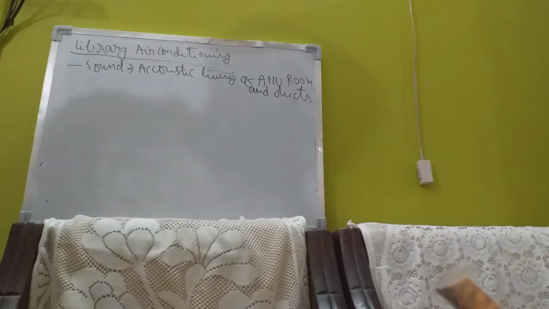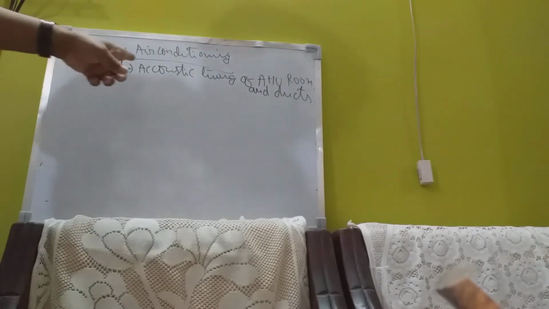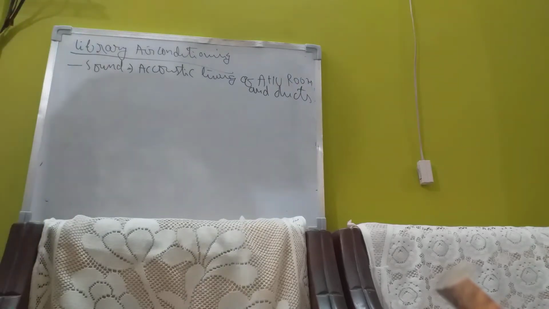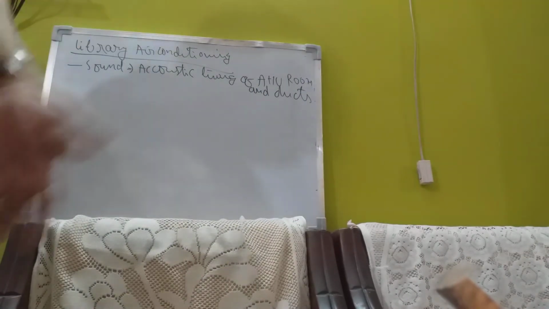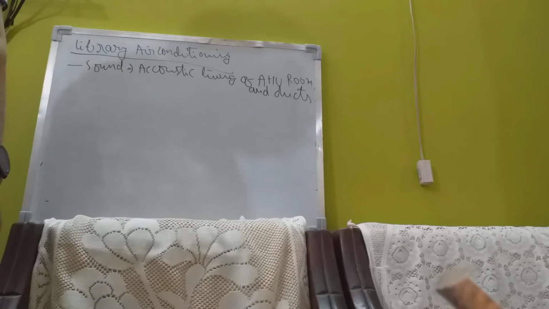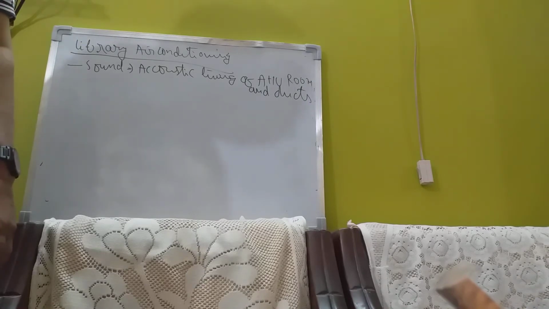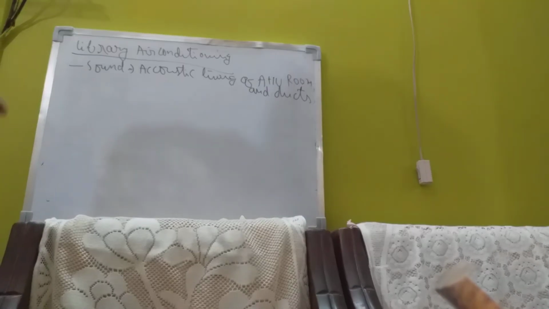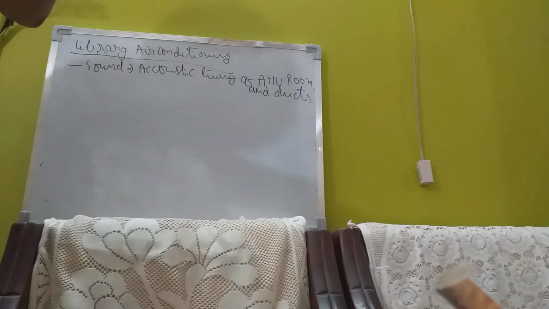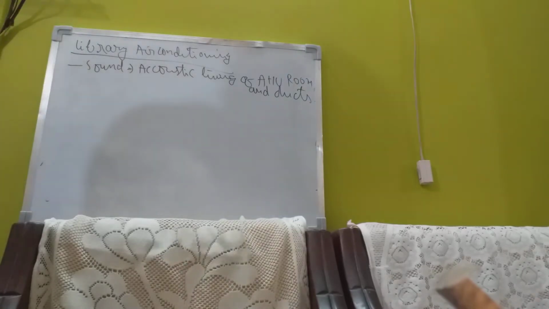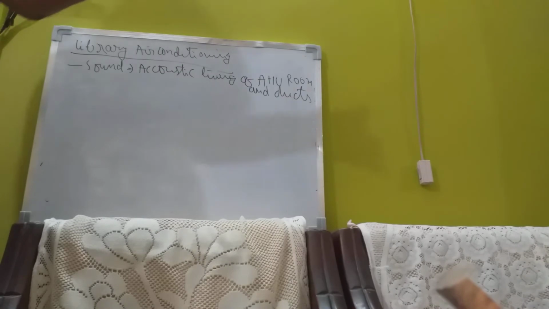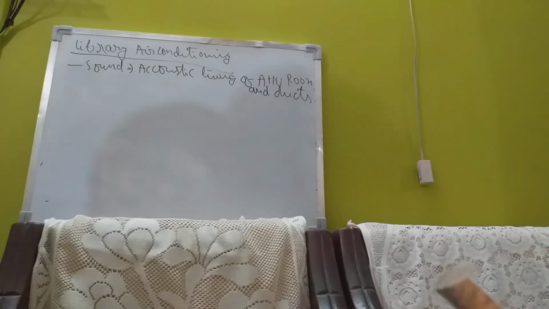Now how can sound be prevented? One is acoustic lining of the HU room. HU room means where air handling unit is there. In the air handling unit room, you have to put acoustic lining through all the walls of HU room. Whatever the sound of the HU comes, HU gives a big sound in case of air conditioning. So that sound is transmitted through the duct to the rooms.